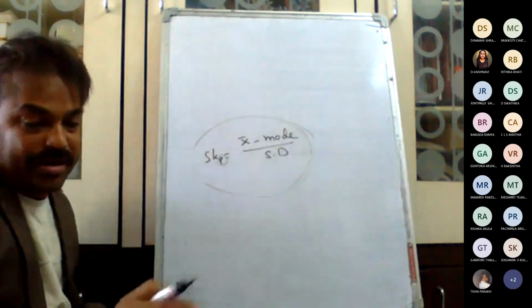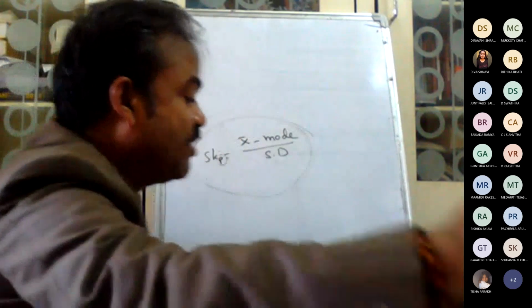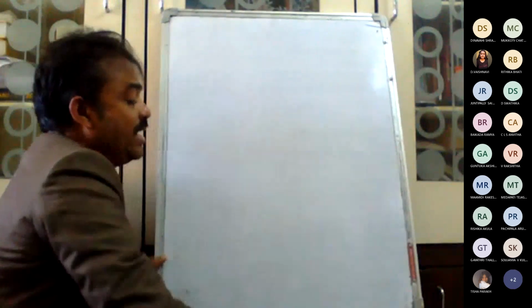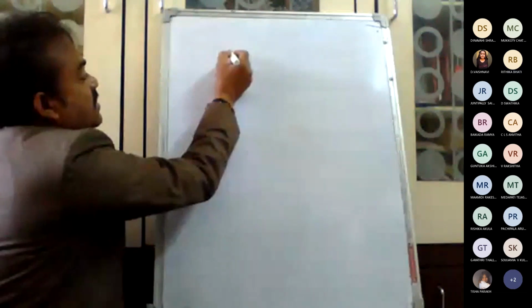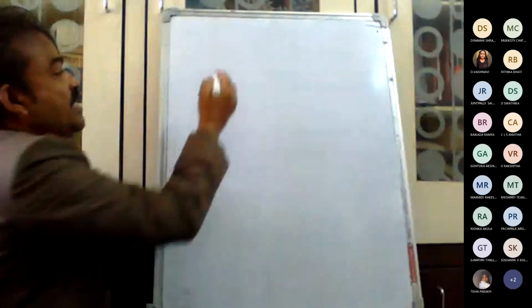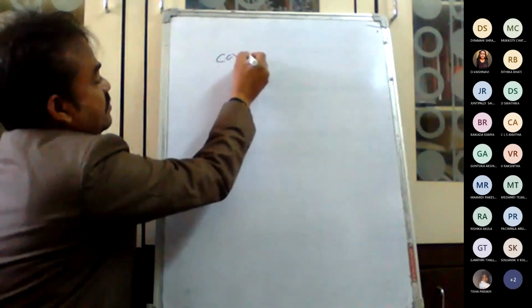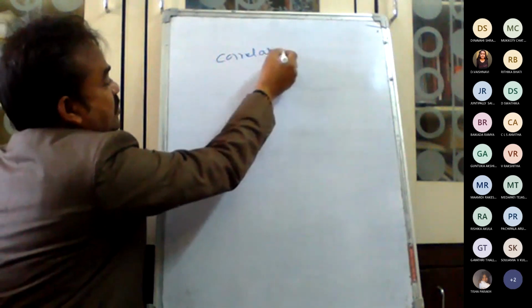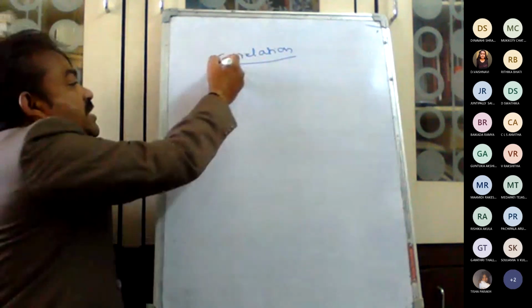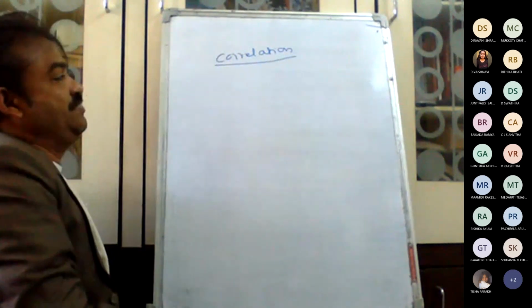Of course, this is not much important. If you remember the formula, that is more than enough. And now the important chapter, that is the correlation. Very, very important chapter, that is the correlation. Here is the term itself only, correlation.